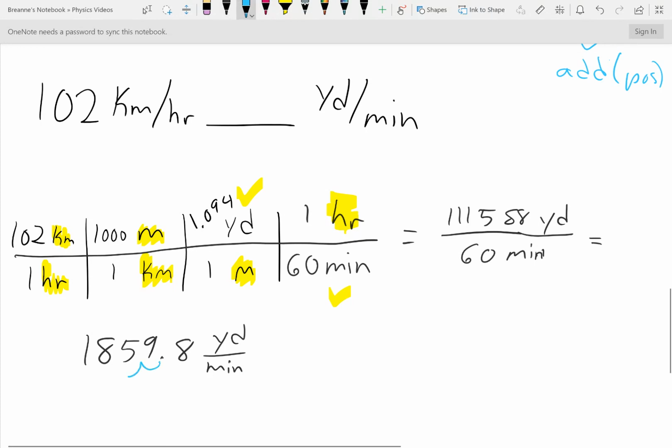So we have to move it 1, 2, 3. So the decimal is 1 behind a number. So we moved it 3 times. We're going from a bigger number to a smaller number, so it'll be a plus 3. So in scientific notation, our answer is 1.86 times 10 to the third yards per minute.